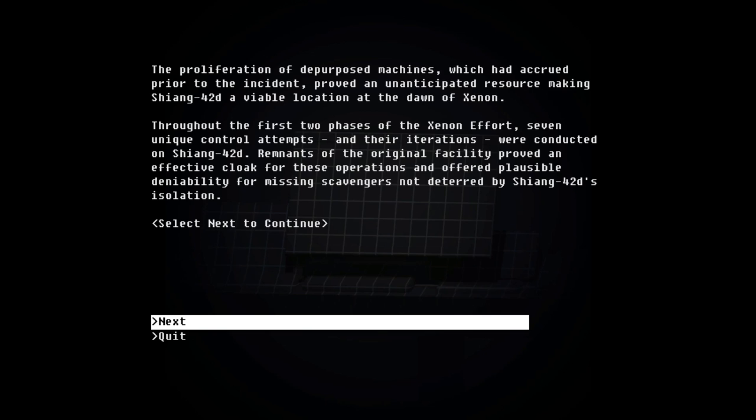Throughout the first two phases of the Xenon effort, 7 unique control attempts and their iterations were conducted on Xiang Ford 2D. Remnants of the original facility proved an effective cloak for these operations and offered plausible deniability for missing scavengers not deterred by Xiang Ford 2D's isolation.